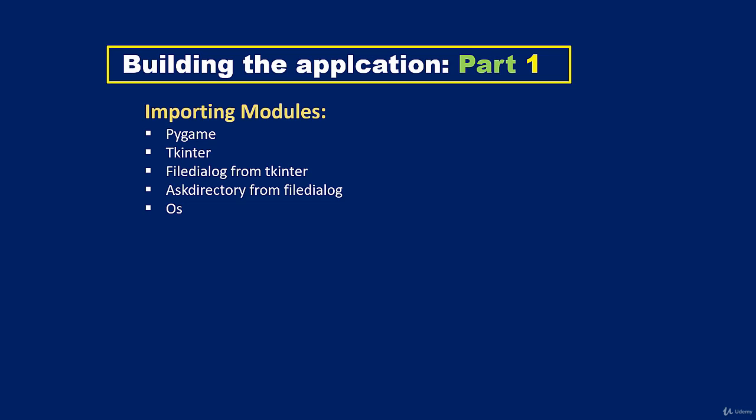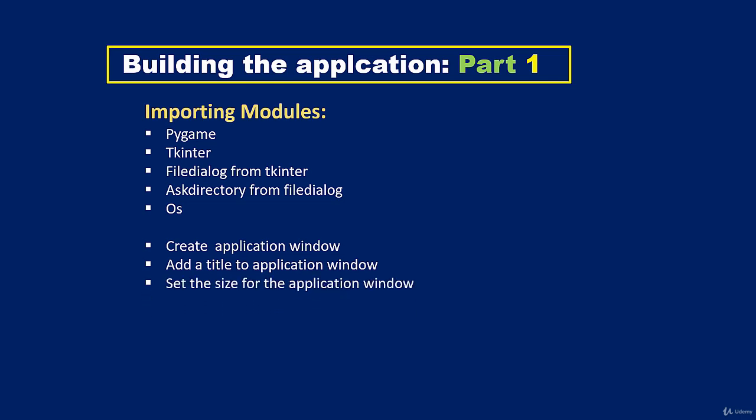We will then go ahead and create the application window. We will add a title to the window. We will set the size for the application window. We are going to use the geometry method from Tkinter to set the dimensions of the window we want to use for the application. And this will also set the position of the main window on the user's desktop. So these are what we are hoping to achieve by the end of this video.